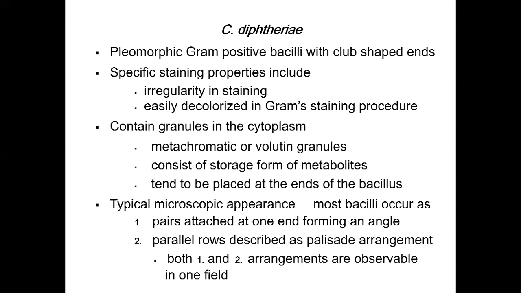And they contain some metabolite. That metabolite has a scientific name, but it's good to know that they are the storage form of the metabolite of the organism. And these granules tend to be concentrated at the ends of the bacillus. That swollen end contains a lot of these granules.